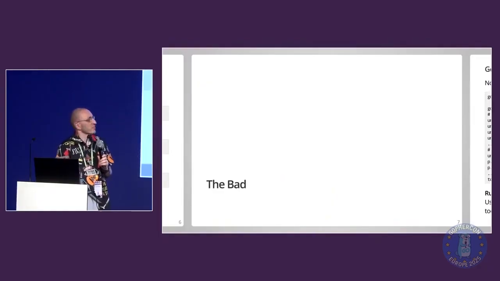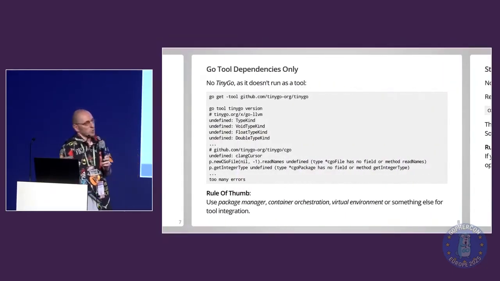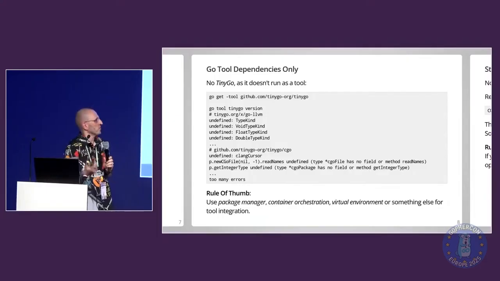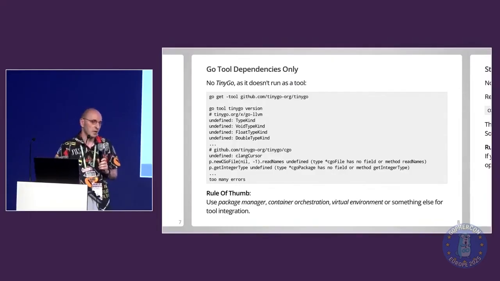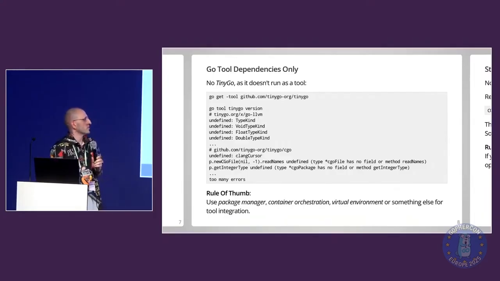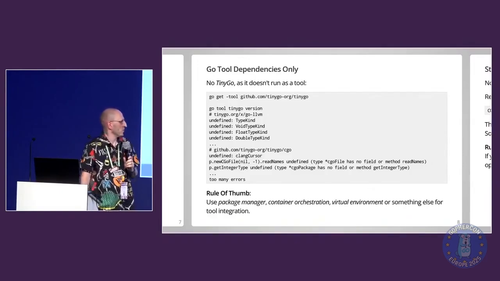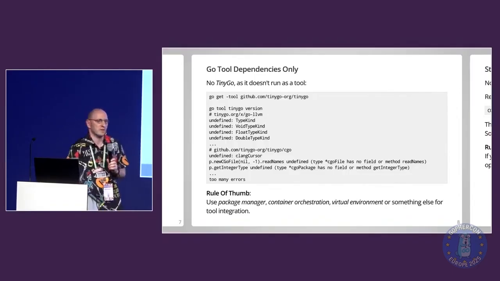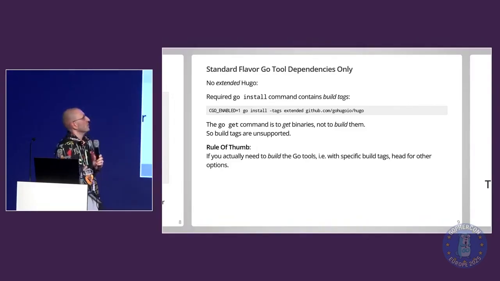And as always, there's stuff that's not so good. Especially, it only works with real Go tool dependencies. As Ike showed yesterday, TinyGo is wrapped around LLVM and other stuff. It's not Go under the hood. So if you try this approach, you get a lot of undefined things that don't work. For tools like these, you need another approach, be it, as I said, container orchestration and package managers, or virtual environments like ASDF, Flux, and whatever else is around in the world. And you are required to use standard-flavor Go tool dependencies.